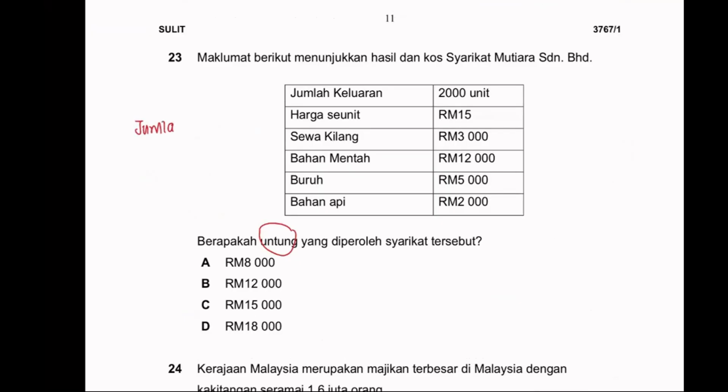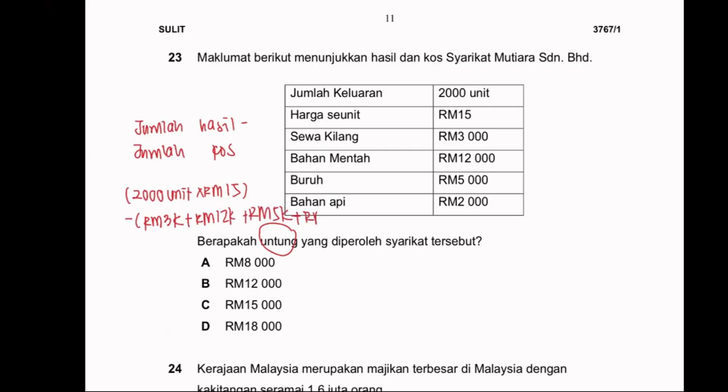Jumlah hasil minus jumlah cost. How to get jumlah hasil? 2,000 unit times 15 ringgit, minus all the costs. Let me write down first. 3,000 plus 12,000 plus 5,000 plus 2,000.